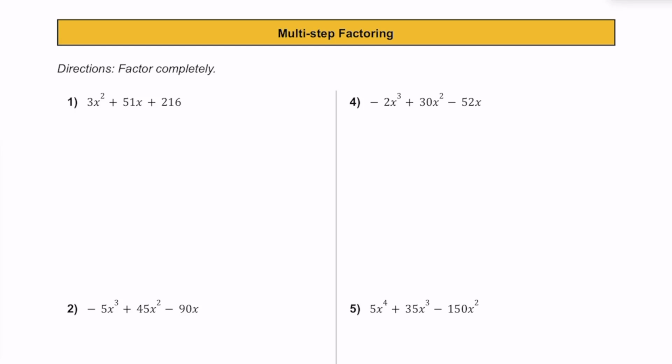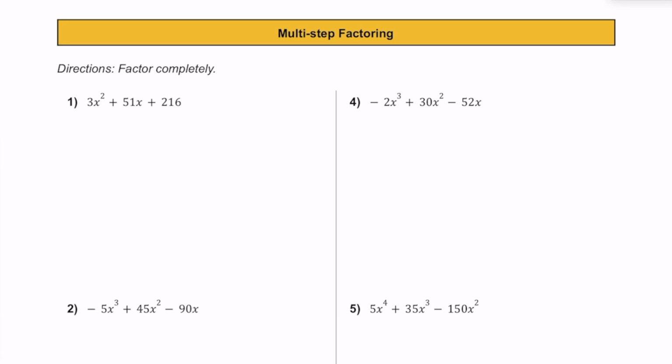Let's practice a multi-step factoring together. So in number one, we have this 3x squared plus 51x plus 216. When we're factoring these types of expressions or these polynomials, we always want to look for a GCF first here. I think that all three of these terms are divisible by 3.